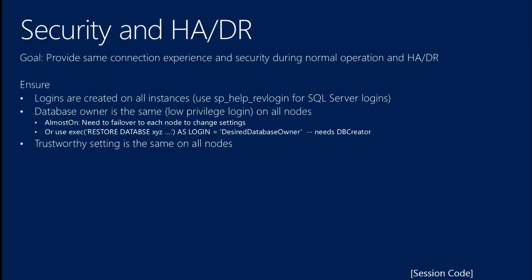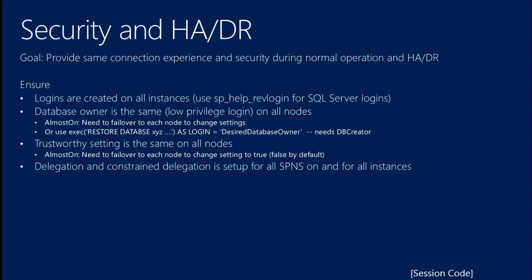If and only if you need to set your database to trustworthy so that some components out of the database can actually use features of MSDB or the master database, and that's a bad practice to begin with, but if you need it, it's again almost on. In this case, you have to fail over to each node and change the setting. Same thing with database chaining. Unfortunately, you can't set it in any other way.